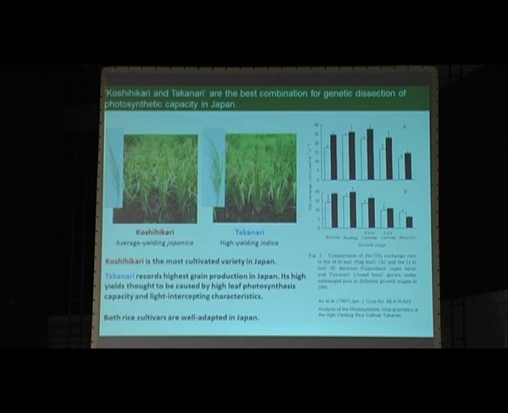This figure shows the CO2 exchange rate during the stage of booting to maturity in Takanari, black bars, and Nipponbare, the white bars. Takanari keeps a high level of leaf photosynthesis all the time. Additionally, these photos show that Takanari has an erect type of leaf blade and a large panicle compared to Koshihikari. Both varieties are well adapted in Japan, and Japanese scientists have accumulated a lot of knowledge about yield components under various culture conditions.